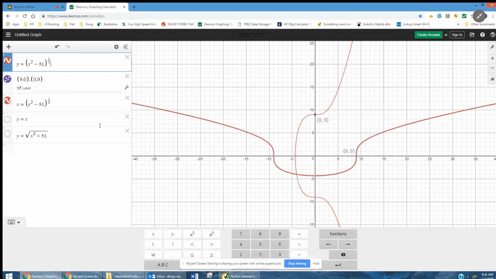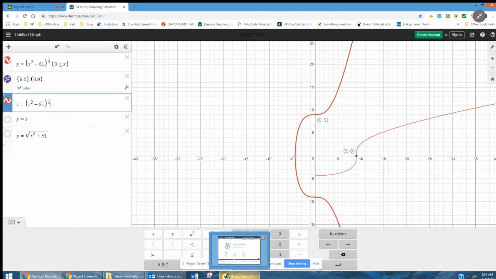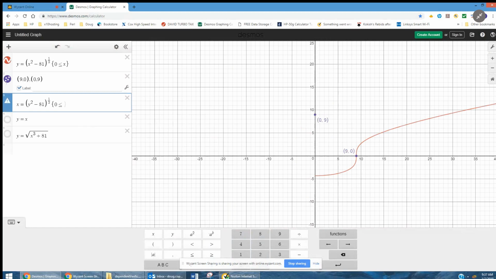So that's not a function, because it doesn't pass the vertical line test. But if we restrict the domain for the original function, then it will have an inverse function because it does pass the horizontal line test. Or someday when you're taking calculus, you'll learn that if a function is always increasing or always decreasing, it will have an inverse function. So similarly, I can restrict the domain of the inverse so that we get something like this.